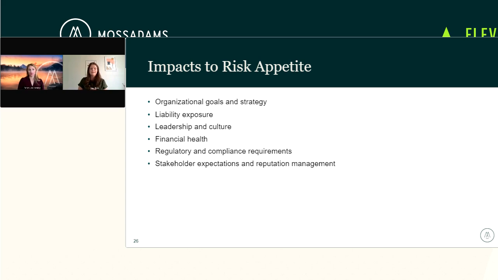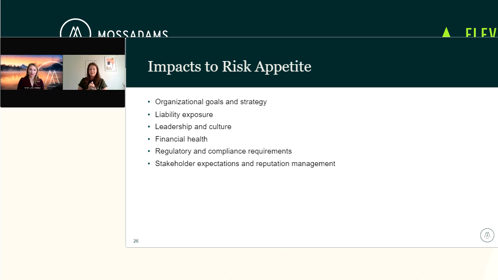Leadership and culture. Your leadership's attitude toward risk and the overall organizational culture around risk plays a really significant role in determining how much risk your organization is willing to accept. So you may have a really risk-averse culture, a risk-averse leadership team, and that's fine. That might lead to a lower risk appetite.